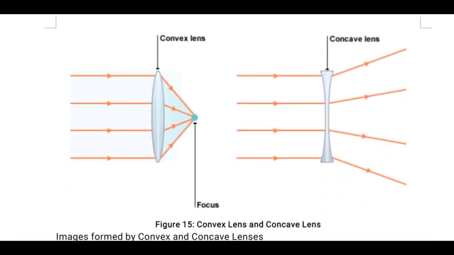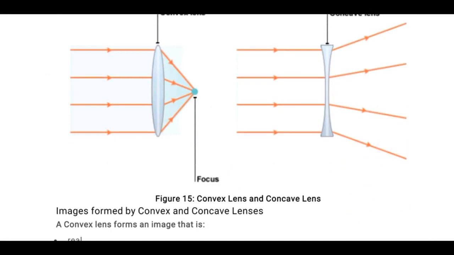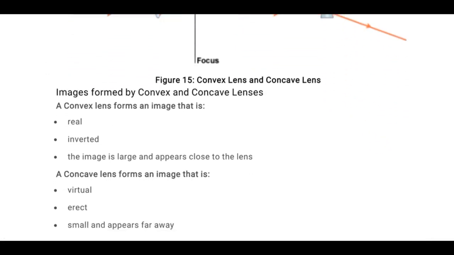This is the diagrammatic representation of concave and convex lens. And what type of property does it have? Convex lens always produces a real, inverted image. The image is large and appears close to the lens. So here the convex lens is called a converging lens, and it is able to produce a real inverted image.